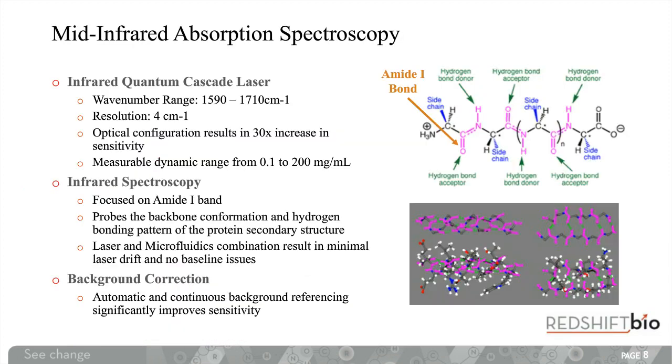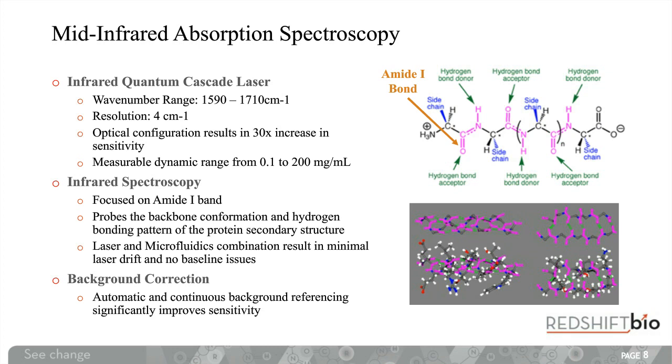As I mentioned, we use a quantum cascade laser as the light source for these experiments. We focus particularly on the amide 1 region for protein analysis, because this is the area of the spectrum which gives us the most information as to the secondary structures of proteins within your sample. We take measurements every 4 wave numbers and interpolate that data to create a spectrum.